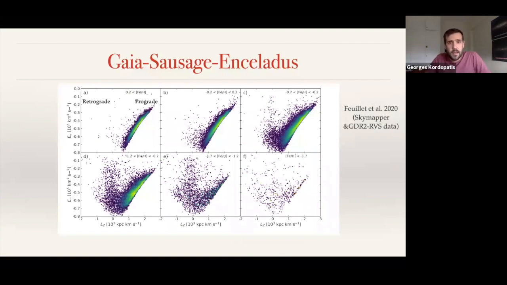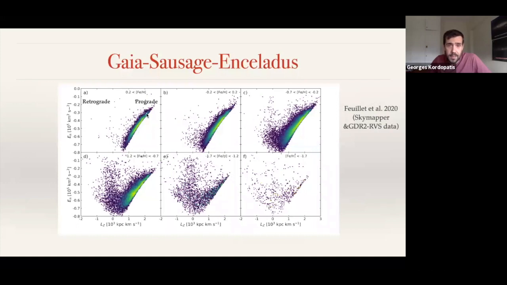So let me go back now to the energy angular momentum space, where this is a plot taken from Diane Feuillet and collaborators earlier this year, where they have used the Gaia RVS data and combined it with some photometric metallicities in order to do cuts in the energy angular momentum space in different metallicity bins, going from the most metal rich here, going down in metallicities and even lower.